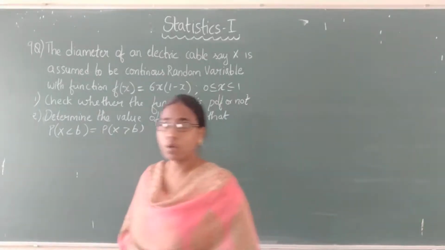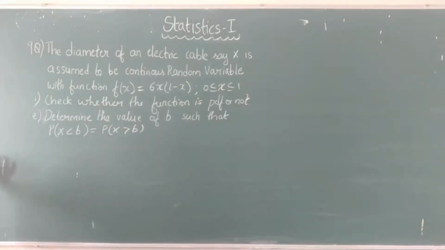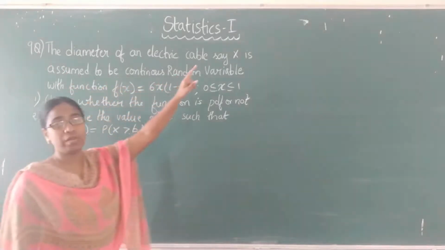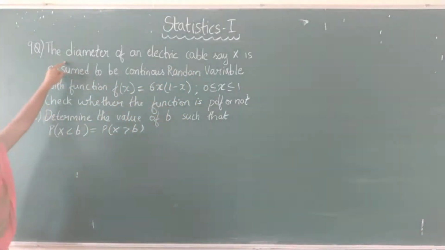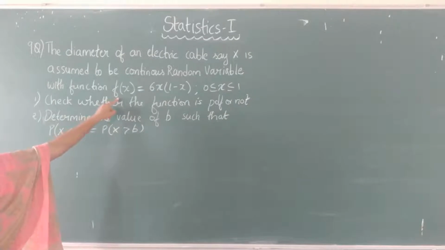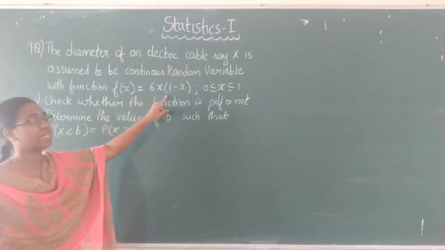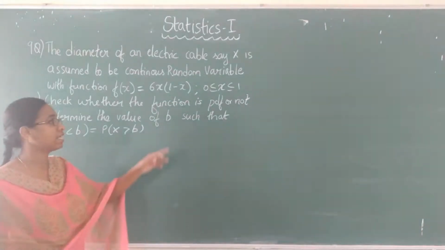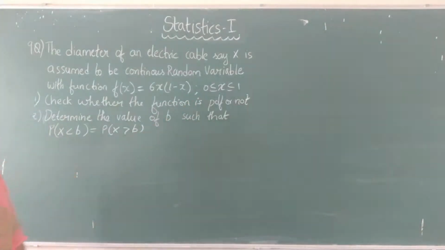So today, ninth question. The question is: the diameter of an electrical cable, say x. Here we are assuming a continuous random variable x which takes the values of the diameter of an electrical cable. They said it is a continuous random variable with the function f of x equals 6x into 1 minus x, where x lies between 0 and 1.